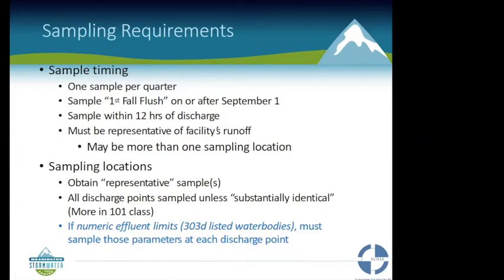And then the numeric effluent limits must be sampled if those parameters are applicable at your facility. That is also something that's talked about in the 101 class that ECOSS puts on, and it's a little complicated, so I'm not going to go into a lot of detail about that right now.